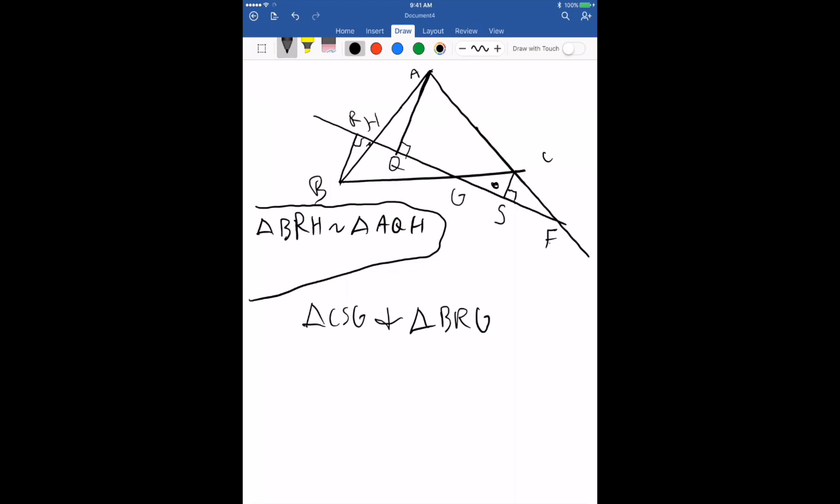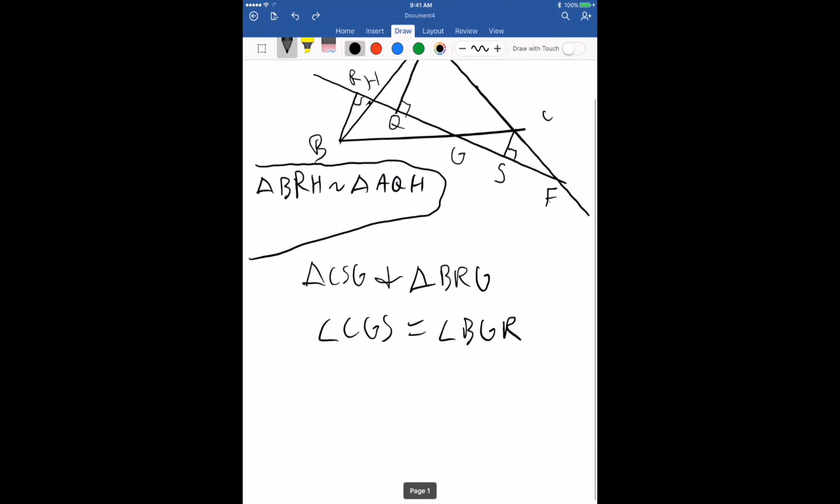You can see they touch here at point G, and then what angles are these going to be? It's going to be angle CGS, and you can see that will be equal to angle BGR because those are vertical angles. These two angles here are vertical angles because they're formed by two intersecting lines.